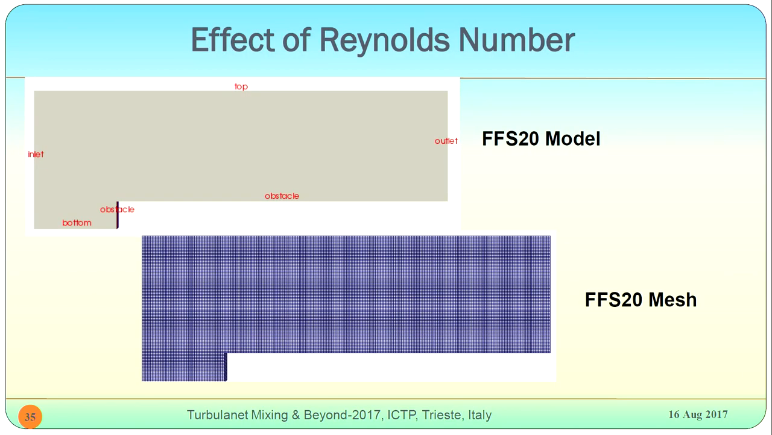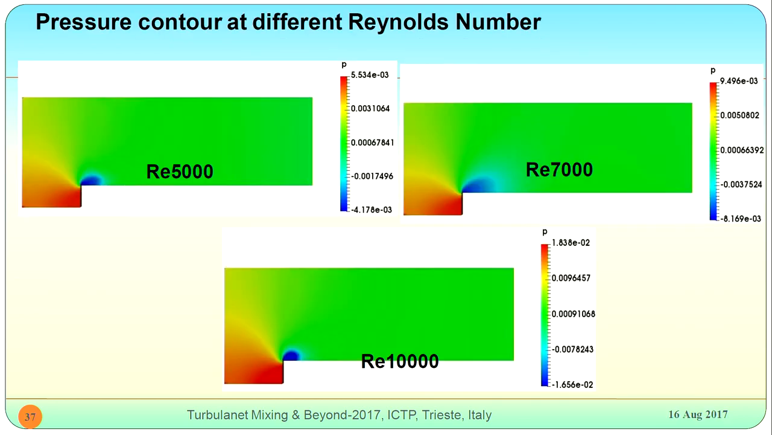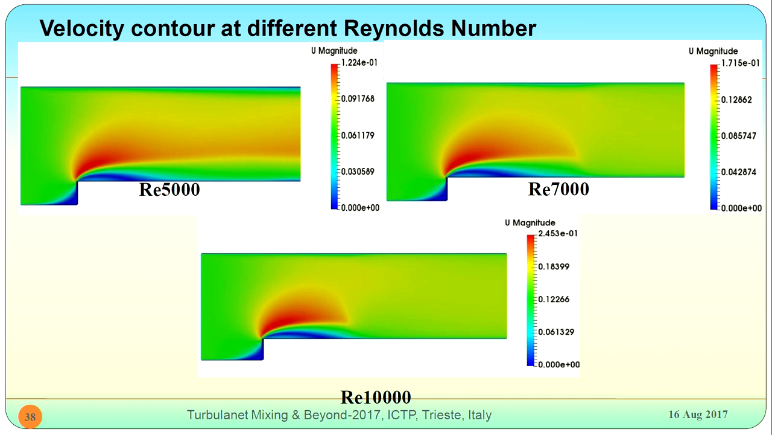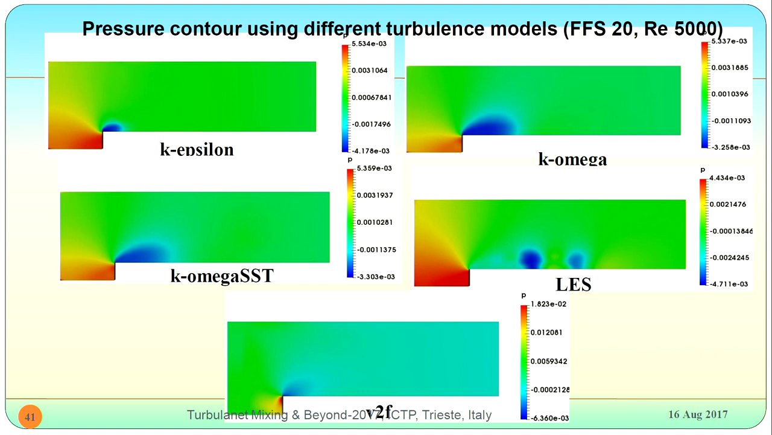Then we studied the effect of Reynolds number. With only one particular case, three Reynolds numbers have been studied, and this is the effect of different Reynolds numbers on pressure, then velocity, and of course streamlines. This is with one set of results, and at Reynolds number 500, the pressure contours are given here.